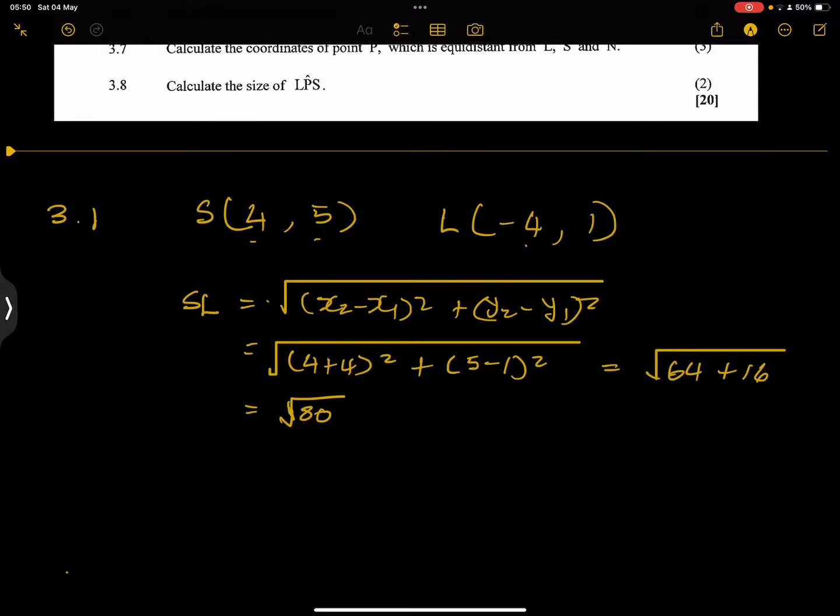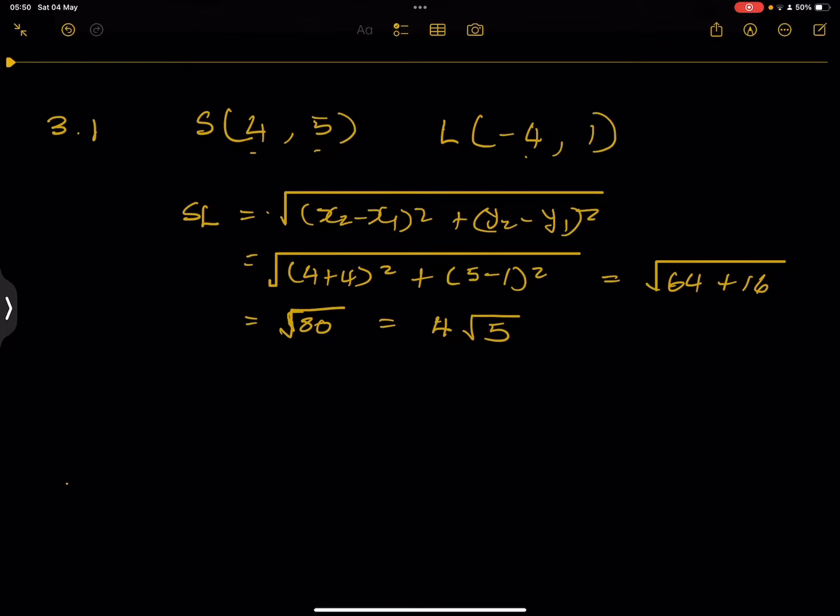Now if you think about 80, that's 16 times 5, and in this case, I can actually write it in a much easier way as 4 root 5. Okay, so let's go to the next question.